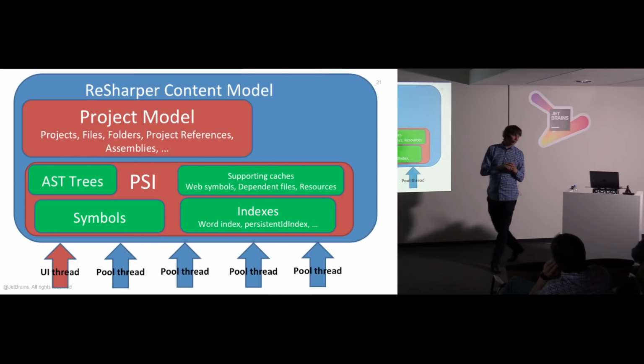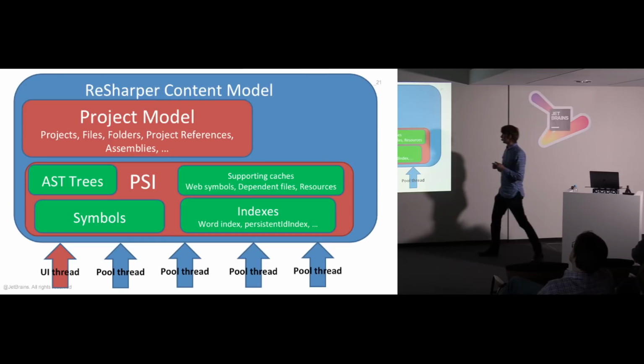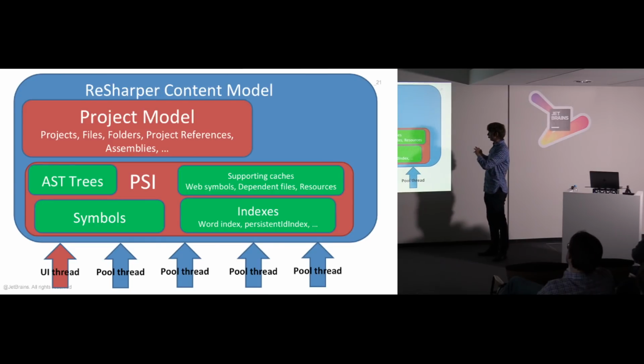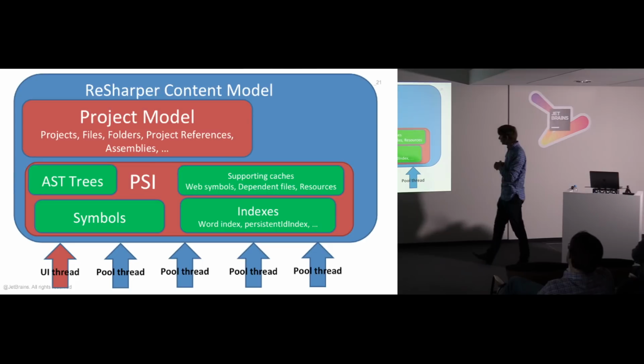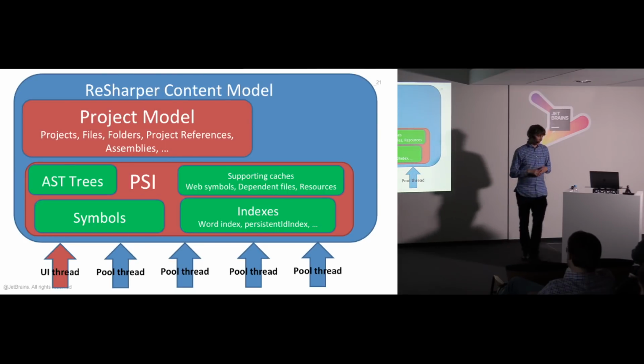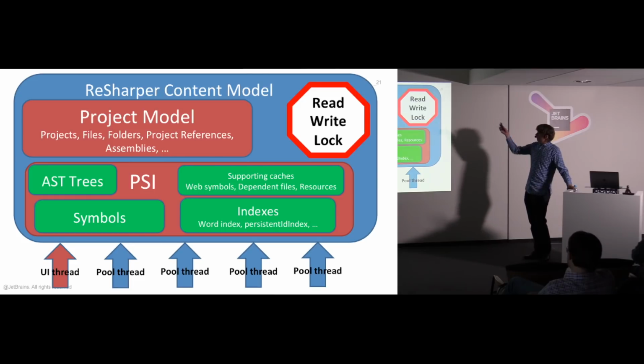Okay? So in this content model, lots of stuff is placed. Project model, this is about your assemblies, projects, files, PSI, so-called syntax trees, symbols, caches, some indices. And all operations with this model should be done with a read or write lock.